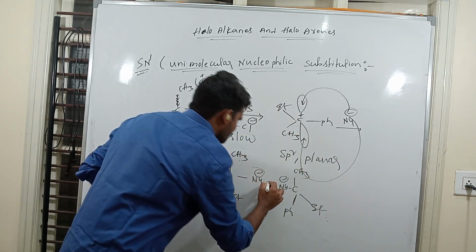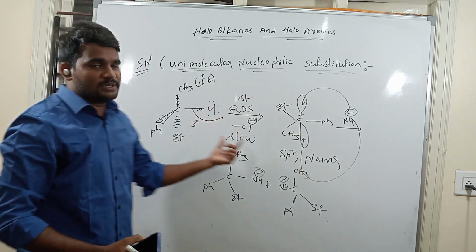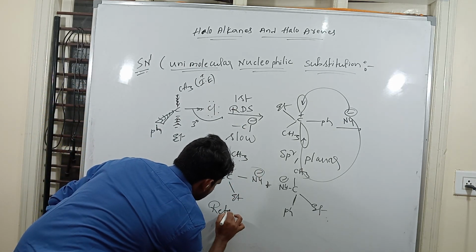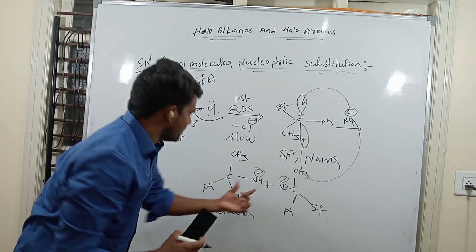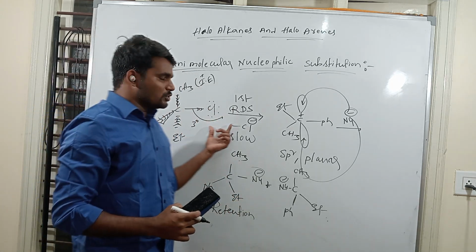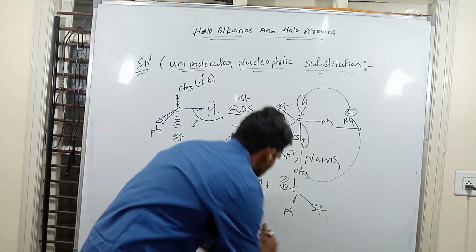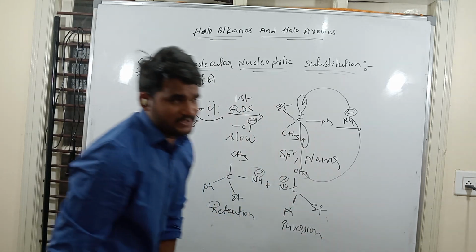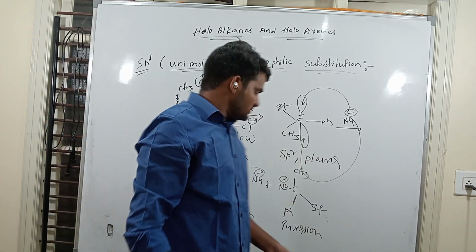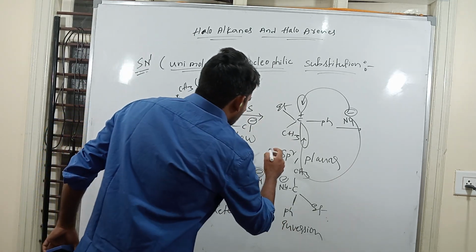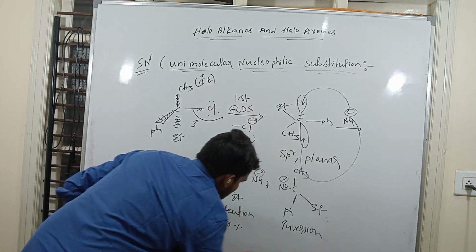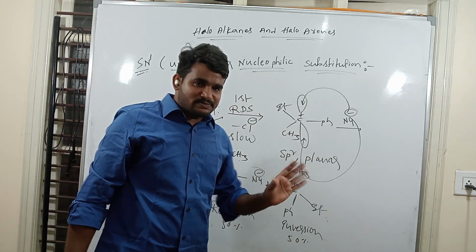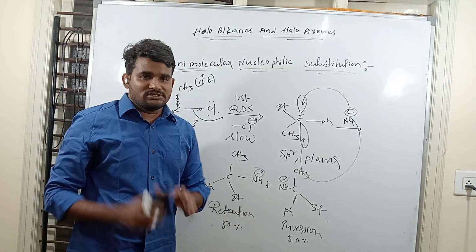What is retention? What is inversion? If the nucleophile attacks from the same side the leaving group left, that is retention. If it attacks from the opposite side to the leaving group, that is inversion. This is also called a racemic mixture. Why is it called a racemic mixture? Because of 50% retention formation and 50% inversion formation. But here, basically, partial racemization is formed. 100% racemization is not possible.